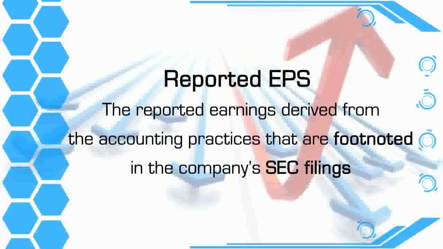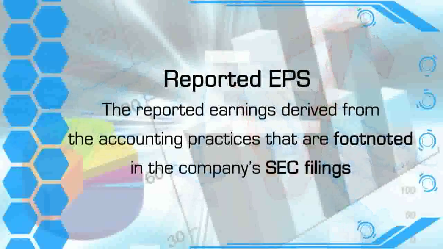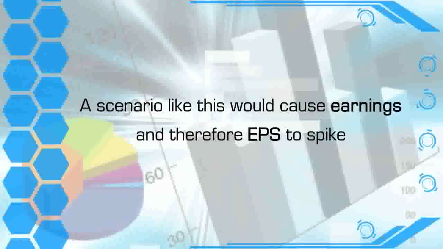Reported EPS is defined as the reported earnings derived from the accounting practices that are footnoted in the company's SEC filings. A company's reported earnings can be managed by management as long as they abide by accepted accounting rules and practices. You may at some time notice that a company's operating income has spiked unusually, due primarily to a one-time gain from the sale of equipment or a business unit. A scenario like this would cause earnings and therefore EPS to spike.